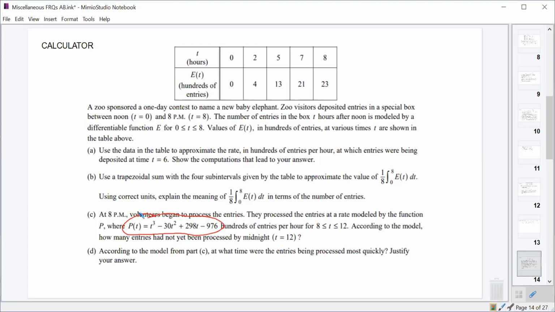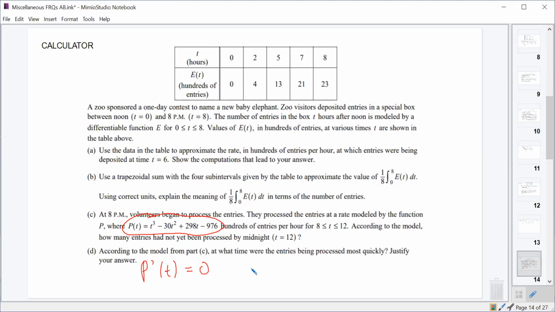The entries will be processed most quickly when that function P of T is at a maximum. And so we just need to figure out when P of T is at a maximum. So first off, we'll look for when is P prime of T equal to 0.